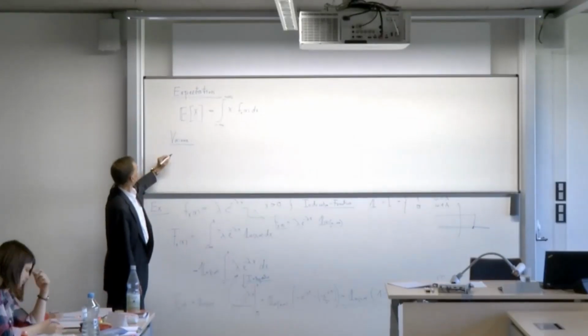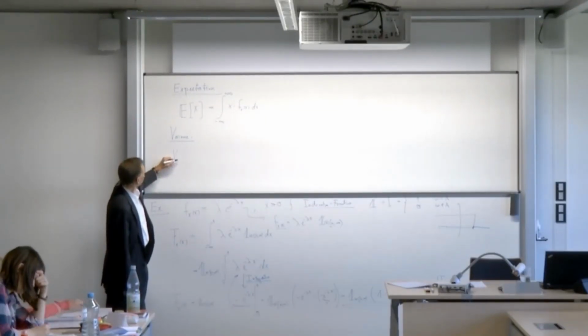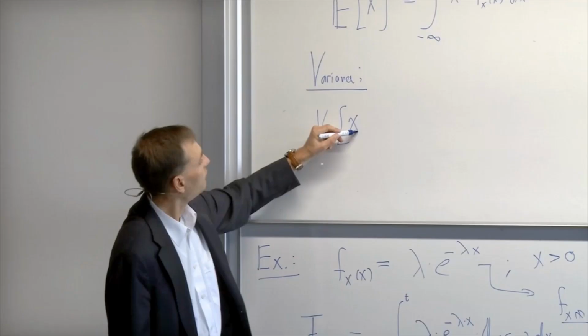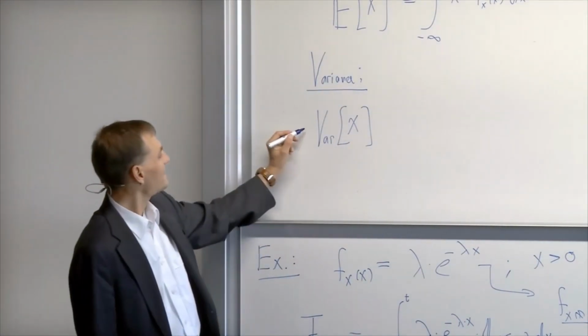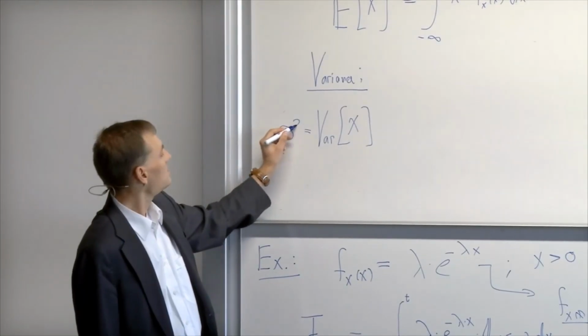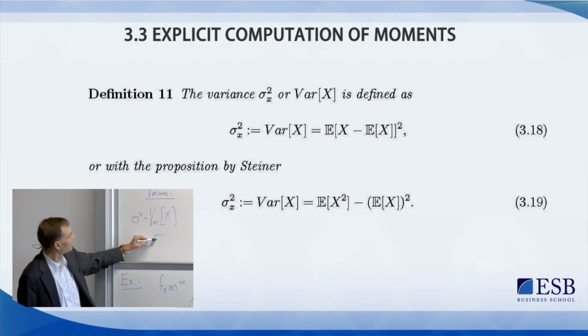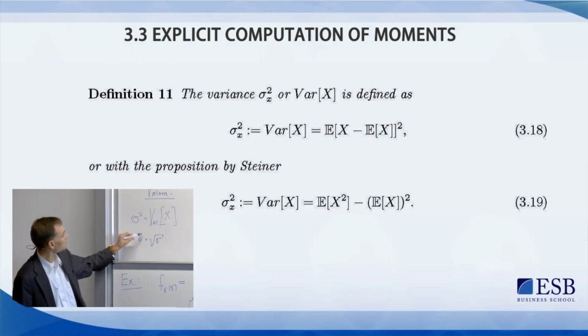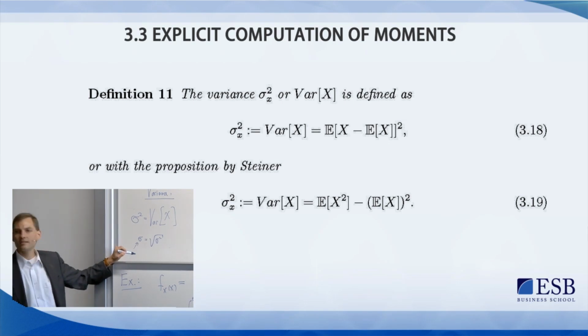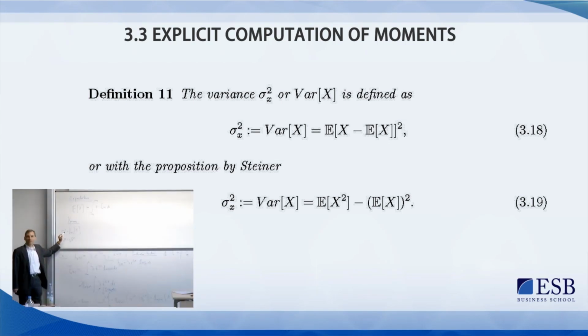The variance, here we use the letters var of my random variable x, or sometimes sigma square. And you know, the square root of sigma square is called the standard deviation. Yeah, this sigma is called the standard deviation, and with the square it's the variance. Just to mention, this sigma has nothing to do with the sigma algebra. This sigma gives you the variance, the spread, the range of my random variable.